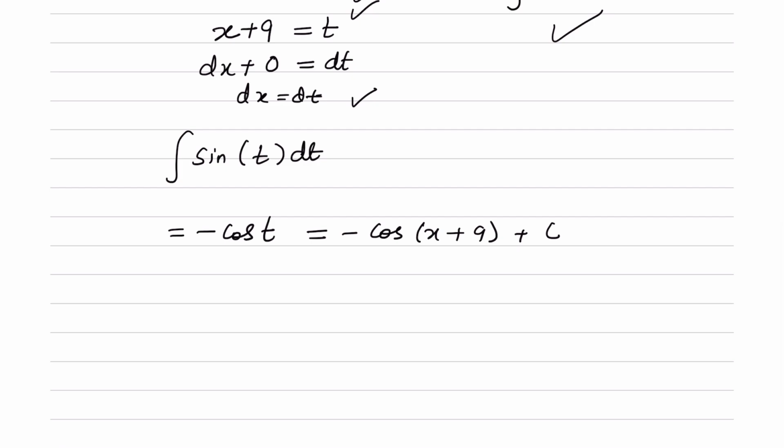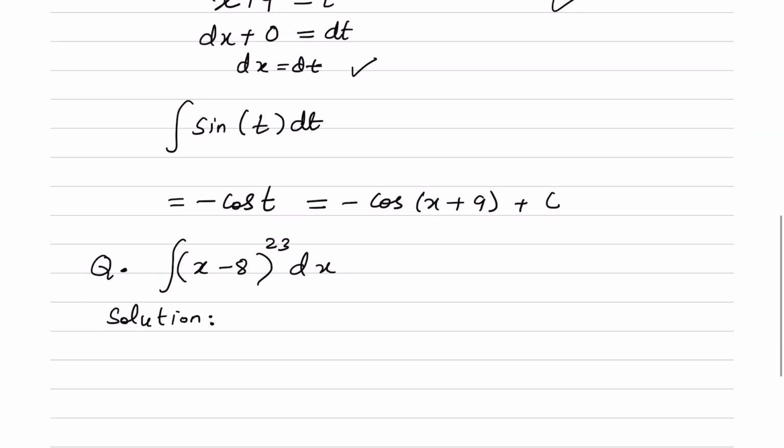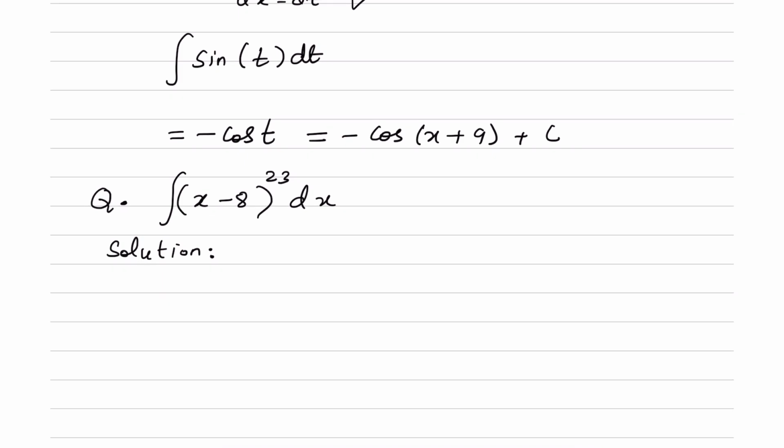Let's attempt another question by substitution. We have to find the integral of x minus 8 to power 23 dx. Now there isn't any main formula that we can use to solve this integral directly. So we will make the substitution. Now this whole part, x minus 8 to power 23, is complex. So from this complex part, we are picking its tiny part, let's say x minus 8, and we are going to substitute it equal to a different variable.